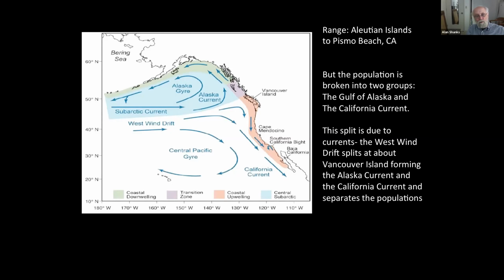What happens is the west wind drift and the subarctic current comes across the northern North Pacific, and as it approaches the North American continent, it splits in 2. Part goes north and becomes the Alaska current, part comes south and becomes the California current. And that splits the population of Dungeness crabs into one in the Gulf of Alaska and the second population in the California current. The population dynamics of the 2 populations is really different. And so I'm going to be talking entirely about the California current population, because that's what we're dealing with. That's where I've been working.